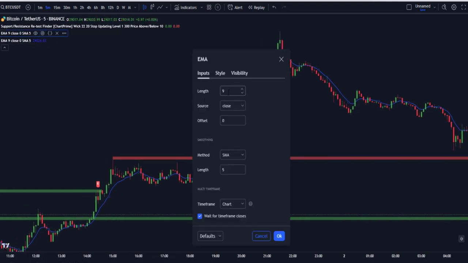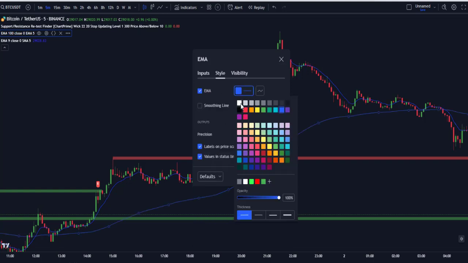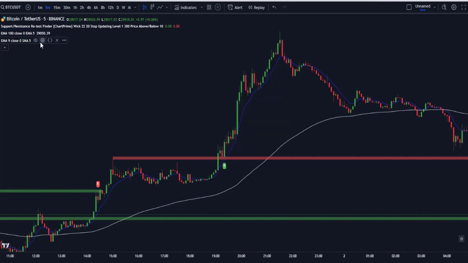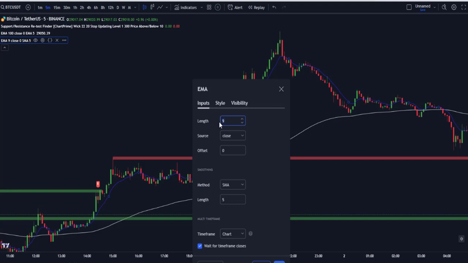Then we go to the indicator setting, on the input setting, set the length to 100, change the method from SMA to EMA and leave other settings to their default. And go to Style setting and set the color to white. Then go to the second moving average setting. On the input setting, set the length to 50 and change the method from SMA to EMA and leave other settings to their default.